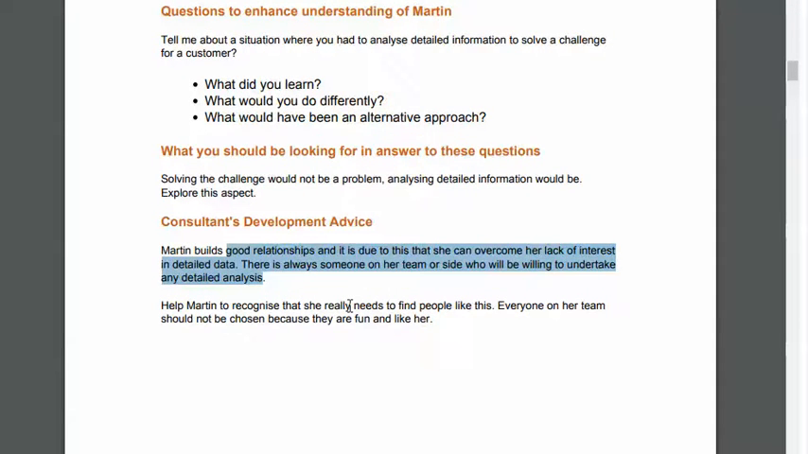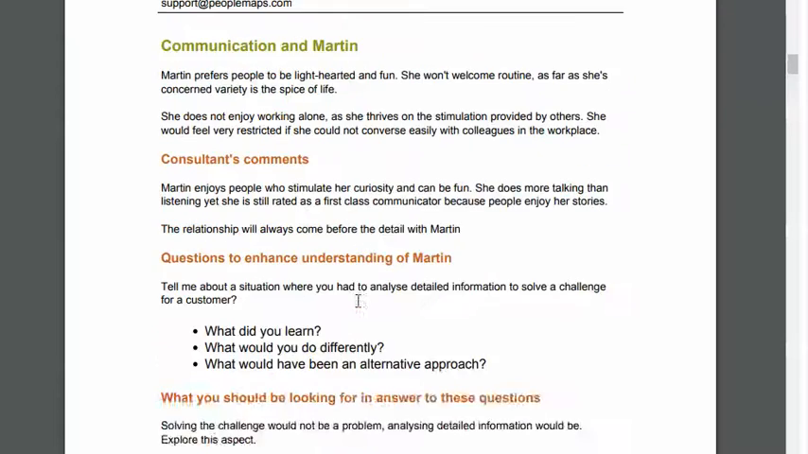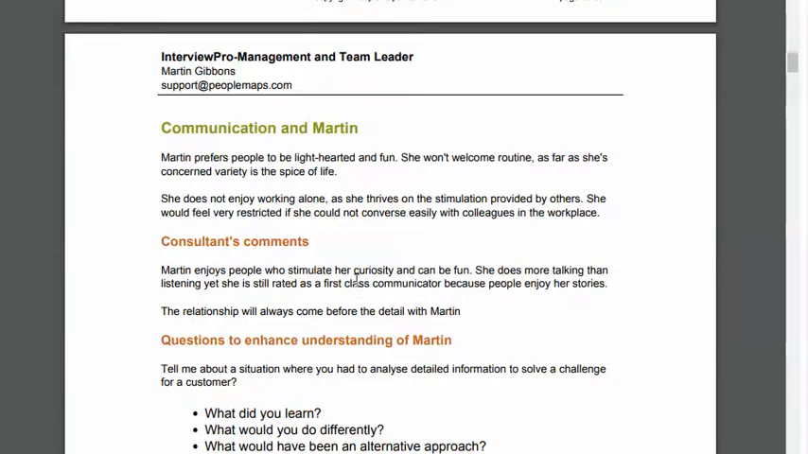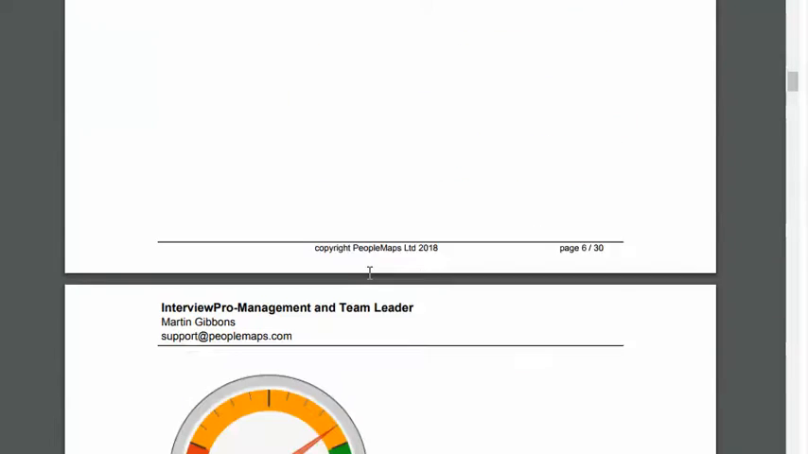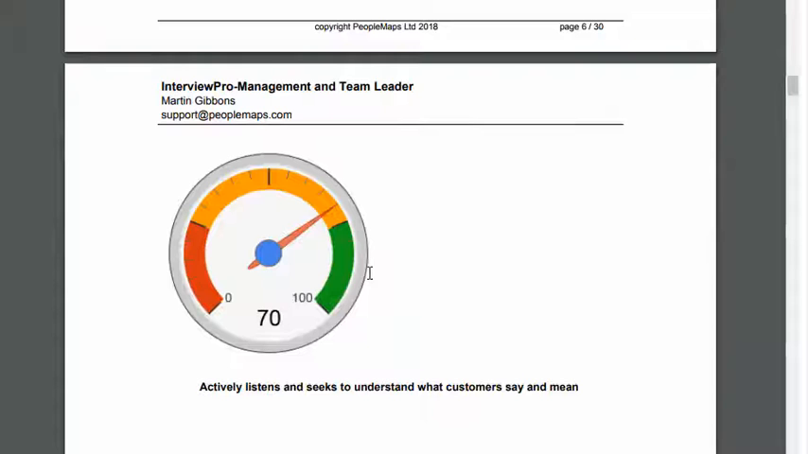So this is a lot to talk about. And finally, sorry, right at the bottom here, it's wrapped around onto the next page. We have one of the gauges. This gauge says: actively listens and seeks to understand what the customers say and mean. What we've done is measure this very specific aspect of behaviour, and we've given it a score, in this case 70.